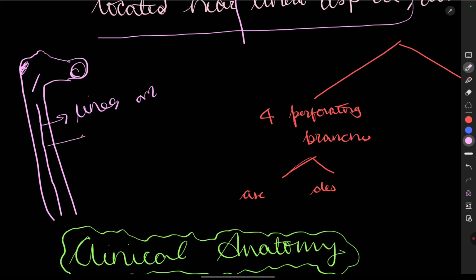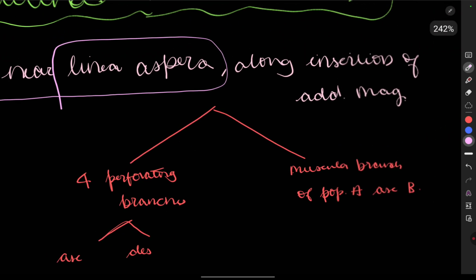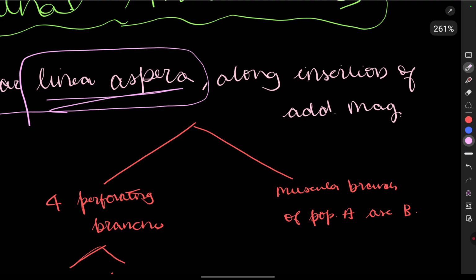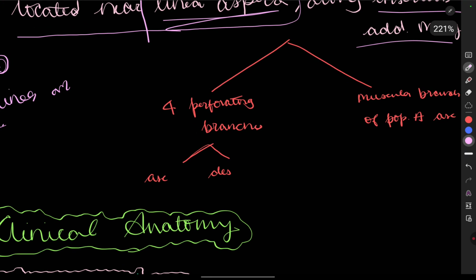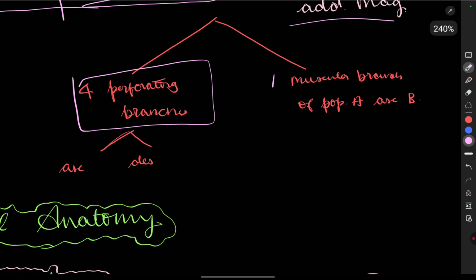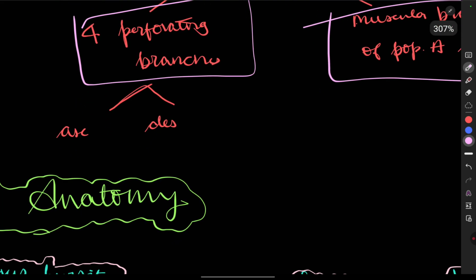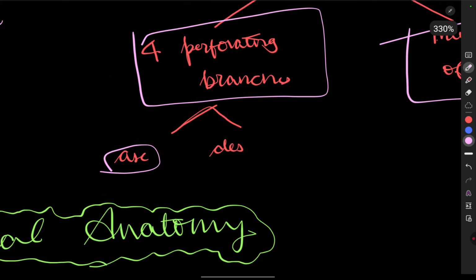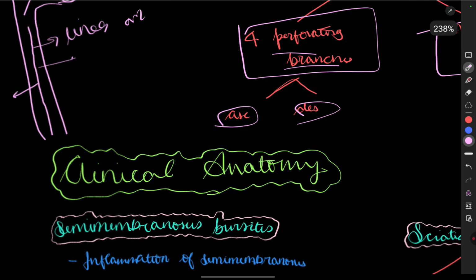It has two lips, that is the medial lip and the lateral lip. Okay, so it's near the linea aspera along the insertion of the adductor magnus muscle. It gives off 4 perforating branches and muscular branches of the popliteal artery, ascending branch, and the 4 perforating branches again give ascending and descending branches, as we have already seen.